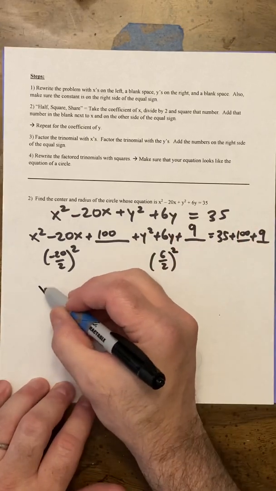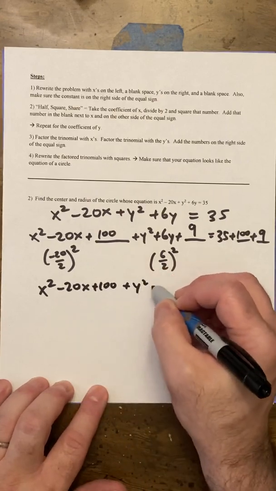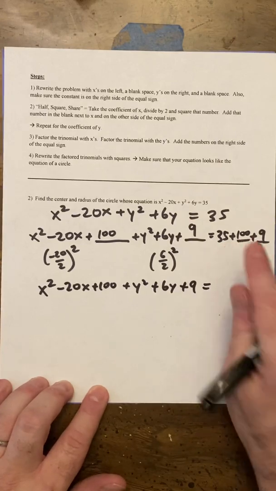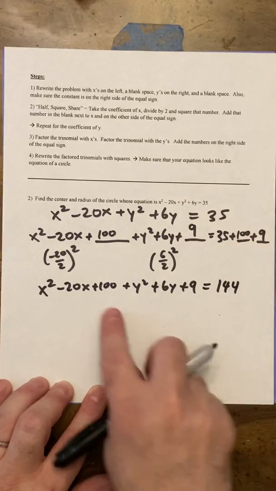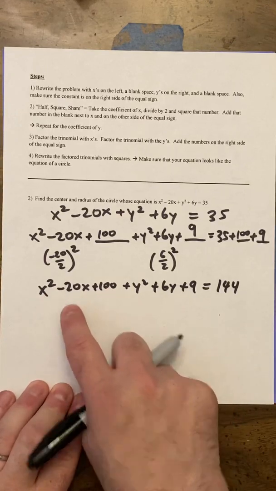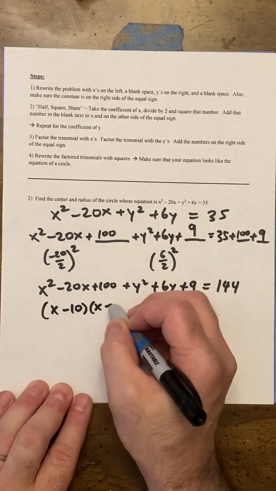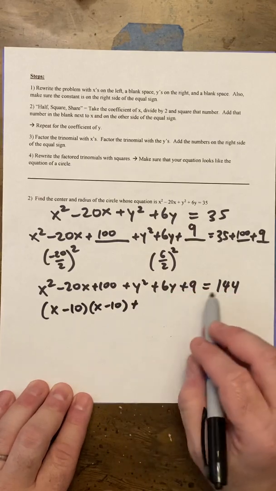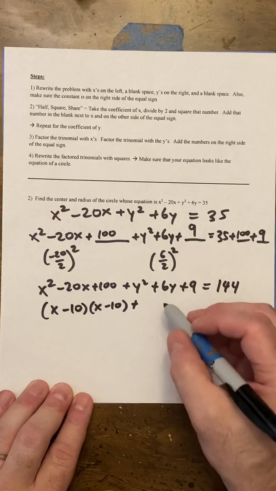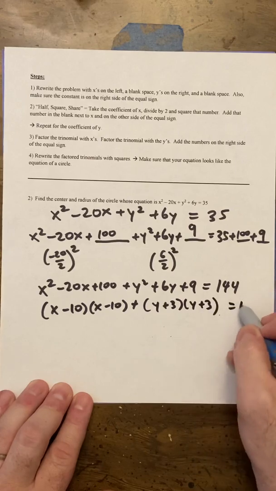I'm going to rewrite this so we can work with it a little more easily. And let me add all this together. So that's going to be 144. And now this trinomial here, we're going to factor it. Find two numbers that multiply to 100 and add up to negative 20. It has to be the same number. It's going to be x minus 10 times x minus 10. And here we're going to have to find two numbers that multiply to 9 and add up to positive 6. So that's going to be y plus 3 and y plus 3.